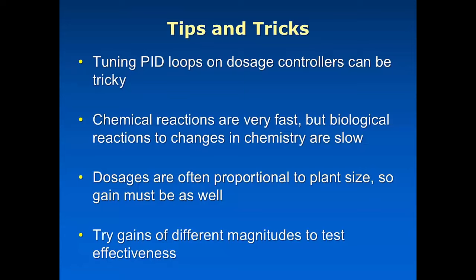Also, when it comes to chemical dosages, that's often completely proportional to the size of your plant, to that influent flow. So going from one particular plant model to another, you may need a different tuning parameter, a different gain, because if your plant was 10 times as big, your dosage is going to be 10 times as big, so your gain probably will have to be adjusted as well. So try out the gain value on those controllers at different orders of magnitude, just to make sure it's doing the job, getting quickly to the set point, but not overshooting too much.